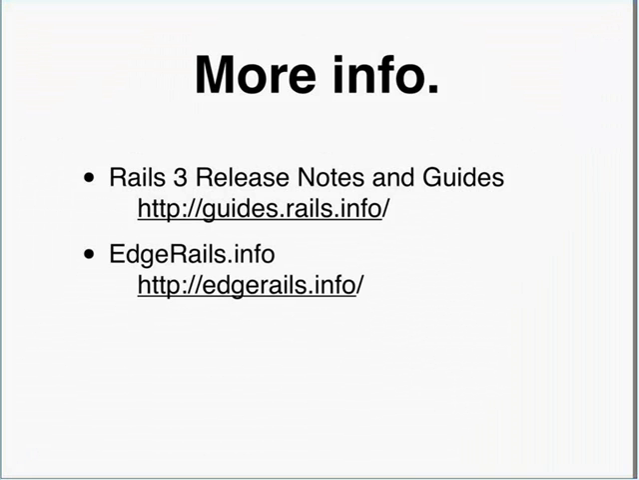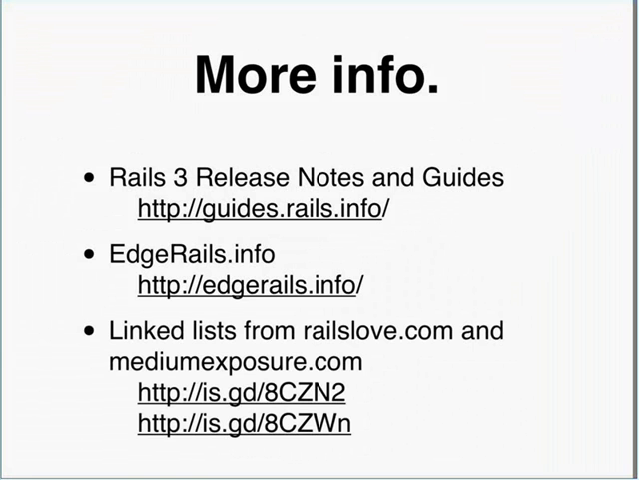edgerails.info is great. He doesn't have a lot up there yet, but that's Ryan Daigle. I don't really know how to say his last name. But he did the This Week in Edge Rails series, and it really looks like it's going to turn out to be a really great blog when you get that sort of rolling. And there are also some great lists of links from railshub.com and mediumexposure.com. There are some short URLs there for you to grab those because they're kind of long. But there are lists of links with information related to Rails 3.